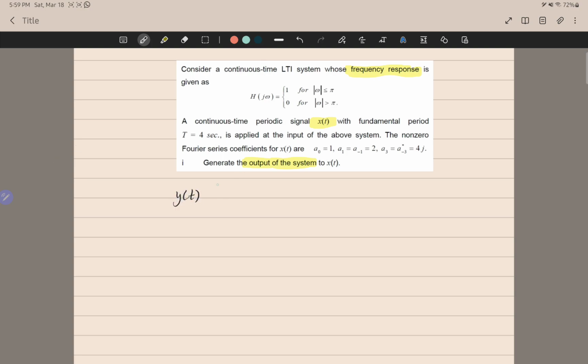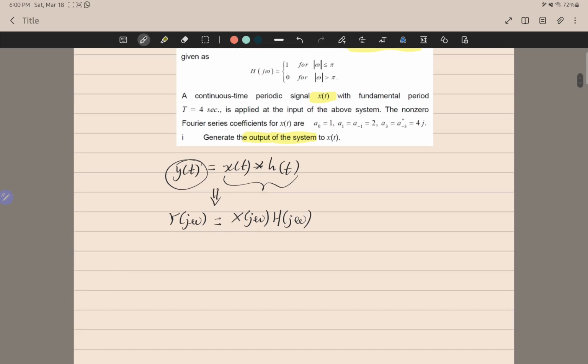which is the output of a system, is equal to the input convolved with the impulse response h of t. And we've also learned in Fourier series that if we have a function y of t, and this function y of t is equal to the convolution of two other functions, then this implies that the Fourier transform of y, denoted by capital Y, is equal to the Fourier transform of x, which is capital X, multiplied by the Fourier transform of the impulse response, so capital H j omega.